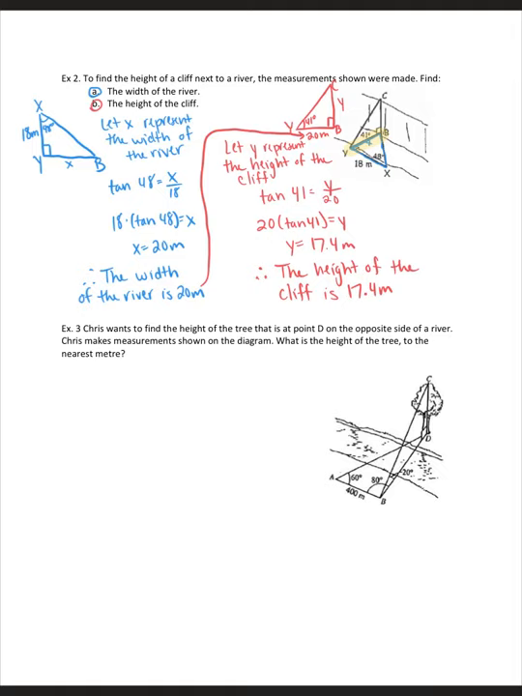All right, we're going to look at another word problem together, and then again, I'll do this one, and I'll get you guys to try the last one. So Chris wants to find the height of the tree that is at a point D on the opposite side of a river. Chris makes measurements shown on the diagram. What is the height of the tree to the nearest meter? So again, we have two triangles. We have this triangle that goes across the river. It lays flat on the ground here, all right? And we have an oblique triangle here because we don't have any right angles in it. And then we also have this right triangle where the height of the triangle is the height of the tree.